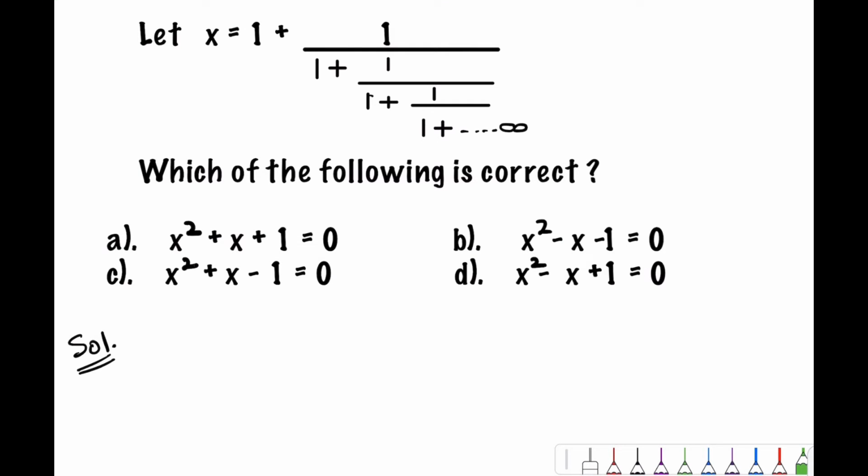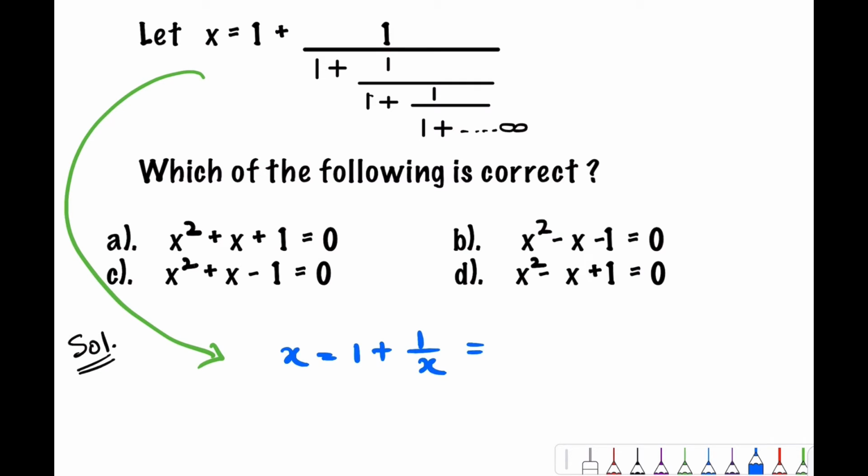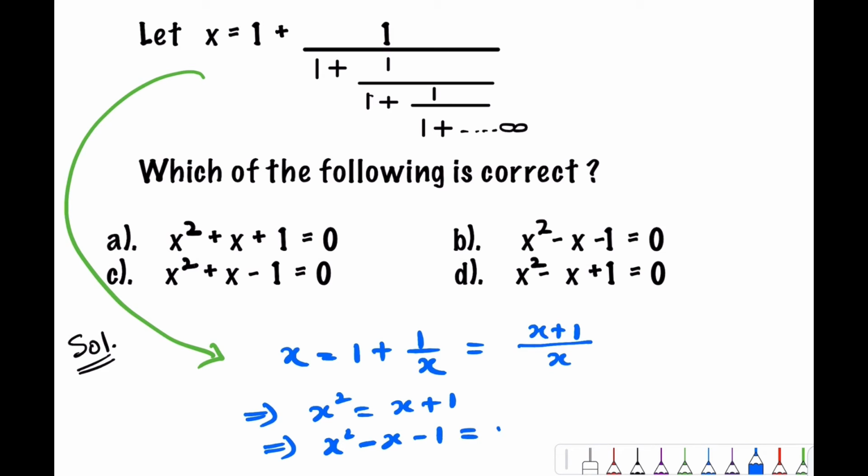Here x is given and we want to find which of the following expression is correct. So for this we can write this expression as x equal to 1 plus 1 by x, and this is equal to x plus 1 upon x. So this implies x square equal to x plus 1, and this implies x square minus x minus 1 equal to 0. So we can say that expression B is correct.